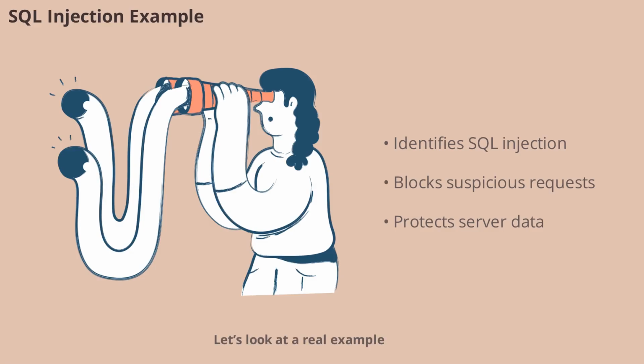Let's look at a real example. Imagine a hacker tries to send a request like a harmful SQL query to your website. This is a classic SQL injection attempt. The WAF is trained to recognize this kind of suspicious input. Instead of letting it through, the WAF blocks it right away, keeping your data safe and your app running smoothly. This automatic detection is crucial for modern web security.